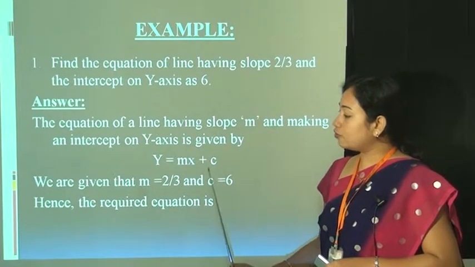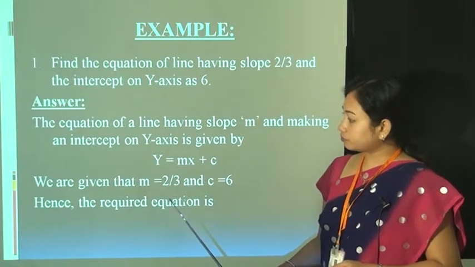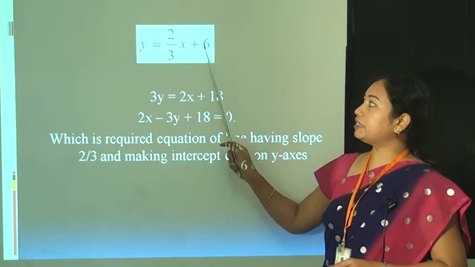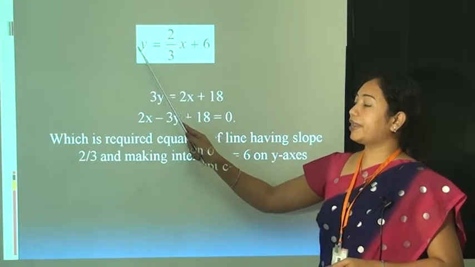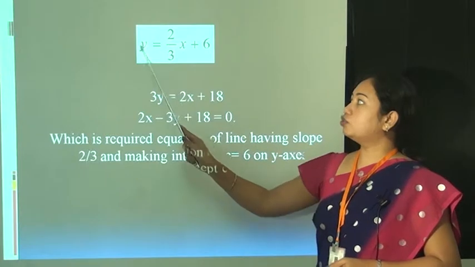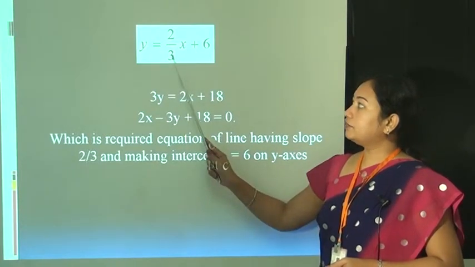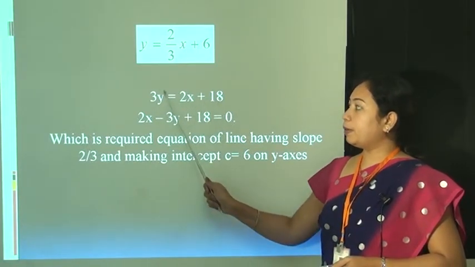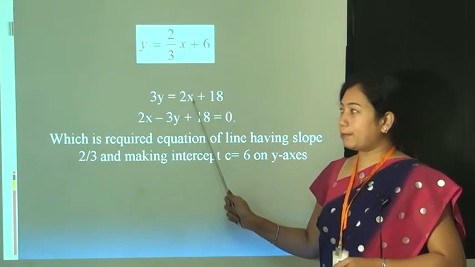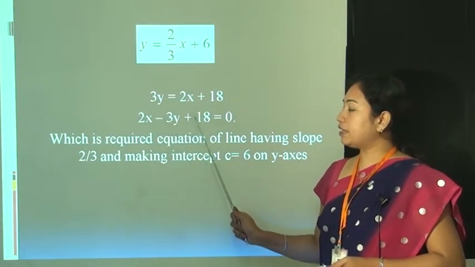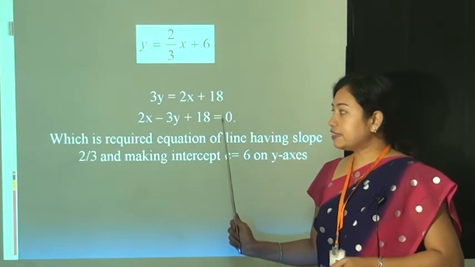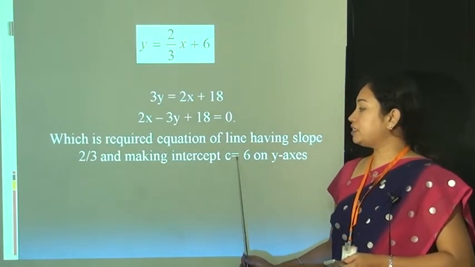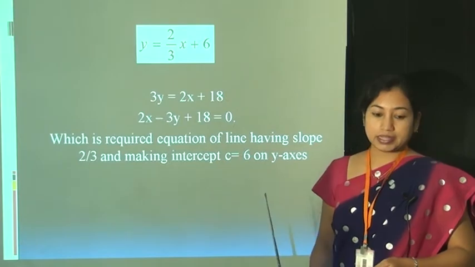So put these two values in this equation, we get y is equal to 2/3 into x plus 6. Now if we take this 3 to the other side, the terms become multiplication. So 3y is equal to 2x plus 3 into 6, which is 18. So 3y is equal to 2x plus 18. Now if we bring this 3y to the other side, it becomes minus. So 2x minus 3y plus 18 is equal to 0. So this is the required equation of the line having slope 2/3 and making intercept c equal to 6 on the y-axis. Thank you.